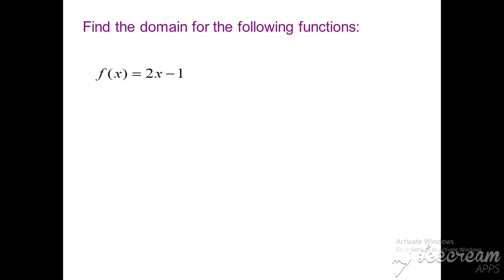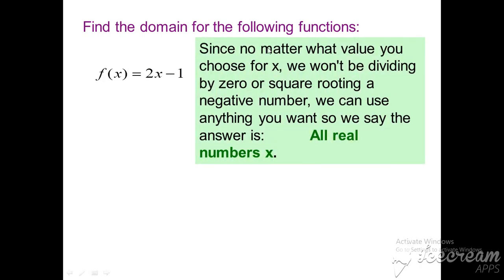For example, if f(x) is equal to 2x minus 1, you can put any real number in place of x. Either you put 0 or any negative number or positive number, any fractional number, you will get a real output. Therefore, the domain of this function will be all real numbers x.